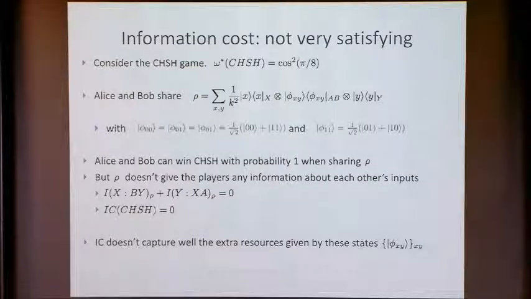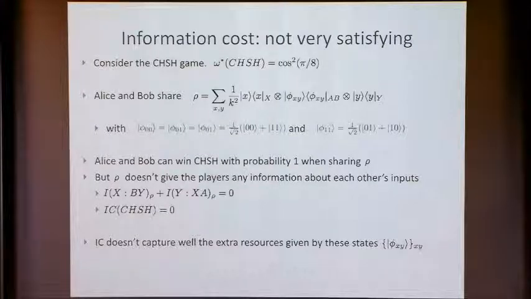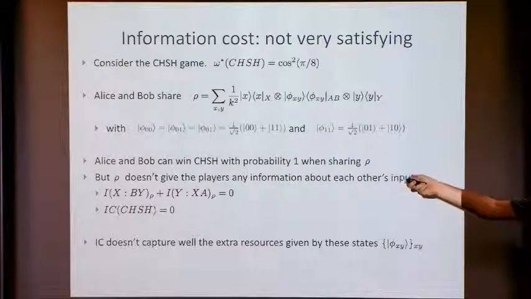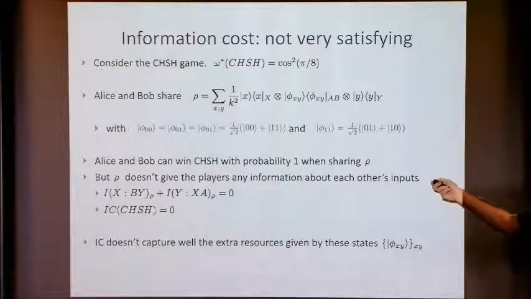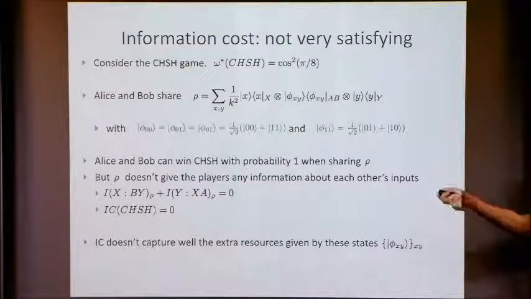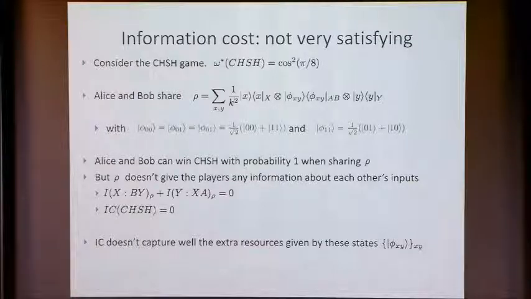They have 1 over root 2, |00> plus |11>. And if they both have input 1,1, they should get |01> plus |10>. And you can easily see that if they share these states, they can win the game with probability 1. Alice will just measure her register in the computational basis, Bob will measure his register in the computational basis. If they get 1,1, they'll get different outcomes, and if they get any of the 3 other inputs, they'll get the same outcomes. So when they share these states, they can win the CHSH game with probability 1.